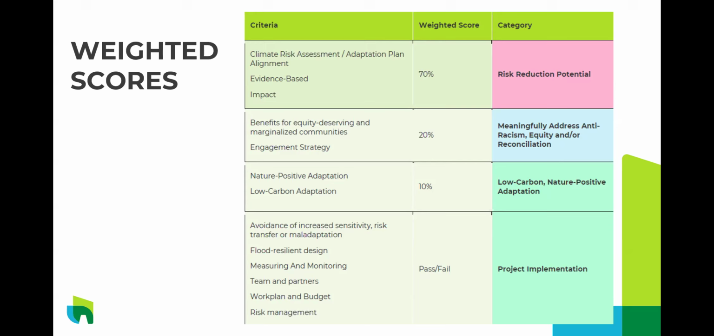That's why we encourage you to really put a lot of time and effort into demonstrating this in your application. The second one there is the benefits for equity deserving and marginalized communities and your engagement strategy. That's about 20% of the score. And then nature positive adaptation and low carbon adaptation make up about 10% of the score. The bottom box there is just a list of factors that are going to be based on a pass-fail criteria. So they're not a part of the actual scoring, the 100% weighted score, but still considered very important.